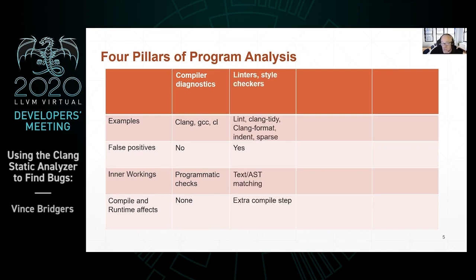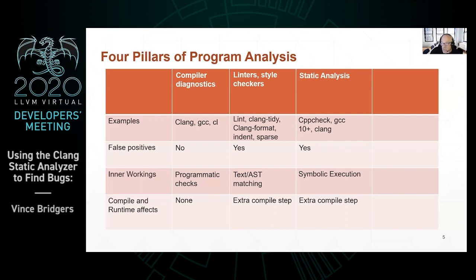The next phase are linters and style checkers. Examples include lint, Clang tidy, Clang format, and sparse for Linux. You may see some false positives for this, so sometimes these need to be filtered by people. The inner workings include looking at text and doing some sort of abstract syntax tree matching, and there can be an extra compile step. The next pillar is what we're going to be focusing on today, specifically with Clang, which is static analysis. Examples include CPPcheck, GCC 10 plus, and Clang. There can be false positives. Sometimes results do need to be reviewed by a human to make sure that they are what's expected.